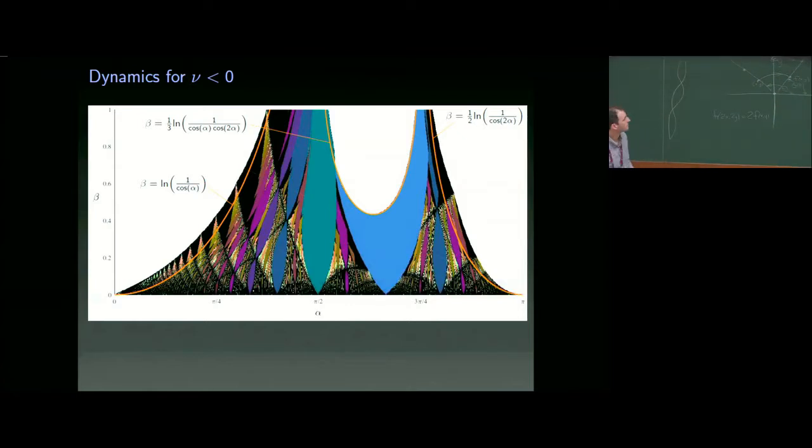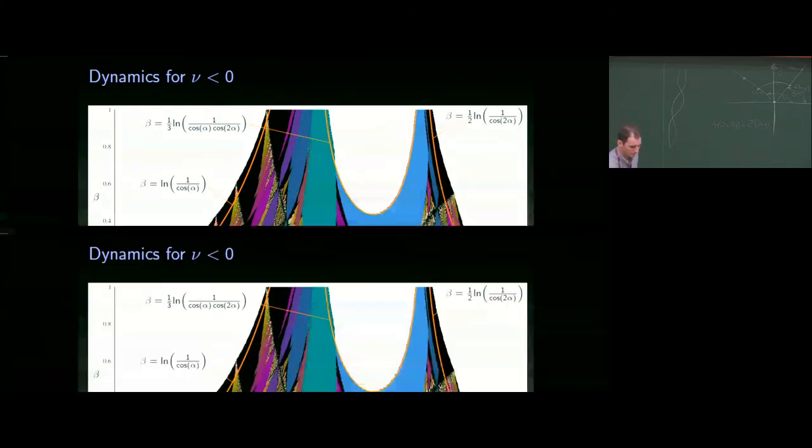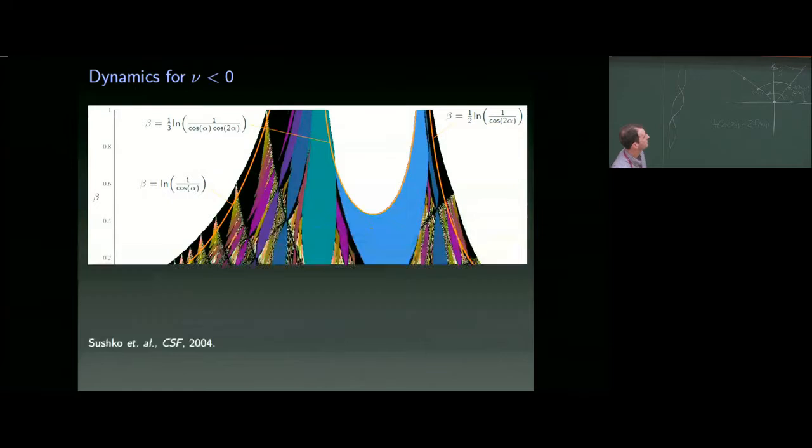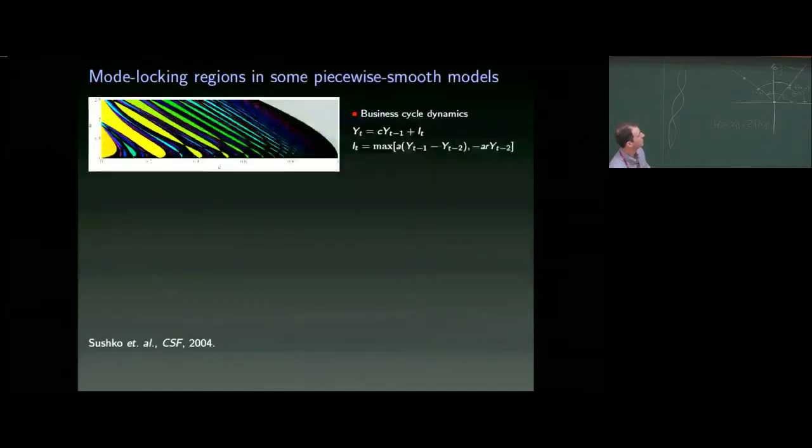Kind of looks like that. So there are these pinch points where the width of the mode-lock region is 0. And these points are called shrinking points. And the structure is particular to piecewise linear maps. So here's an example of a model in economics, just a piecewise linear map, and the mode-locking regions have shrinking points.